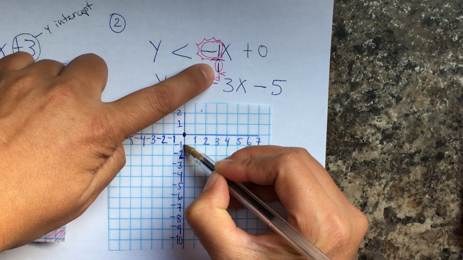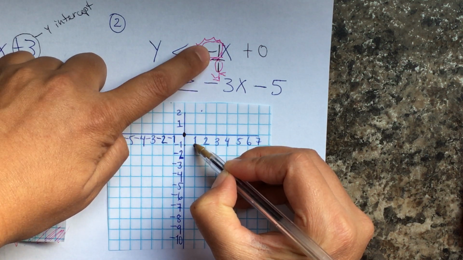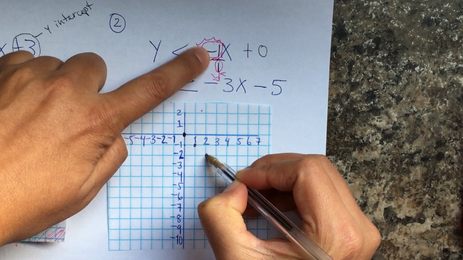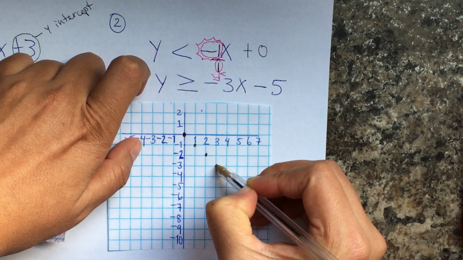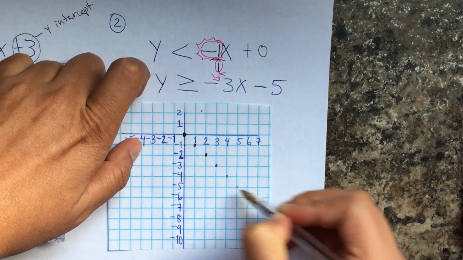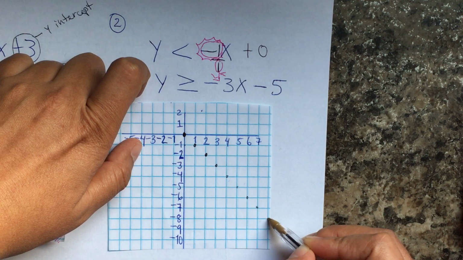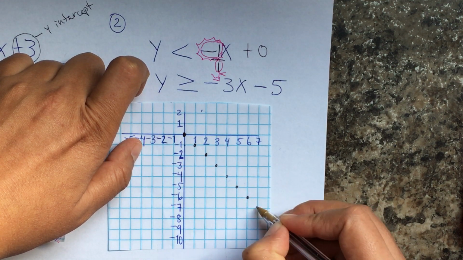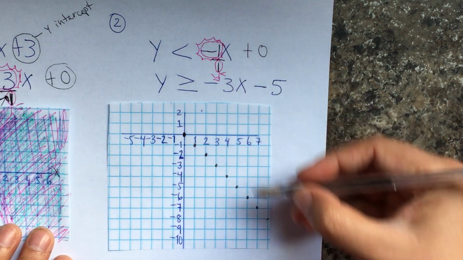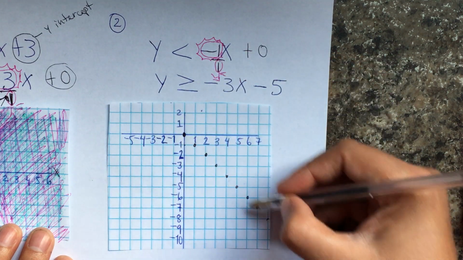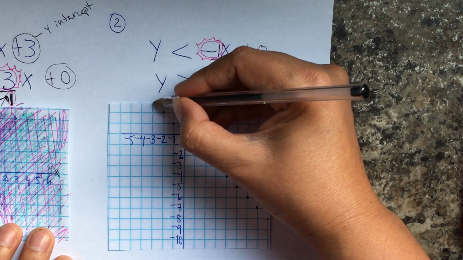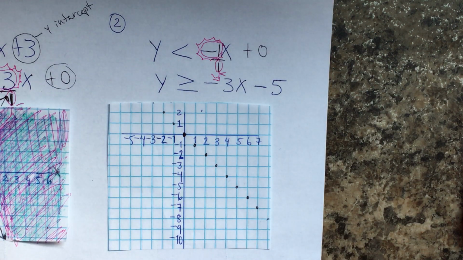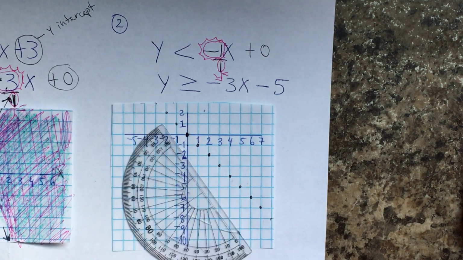So negative 1, positive 1, negative 1, positive 1, and so on. Okay, and you can see that it just goes in the opposite direction. You can even see the pattern sometimes without even having to count.